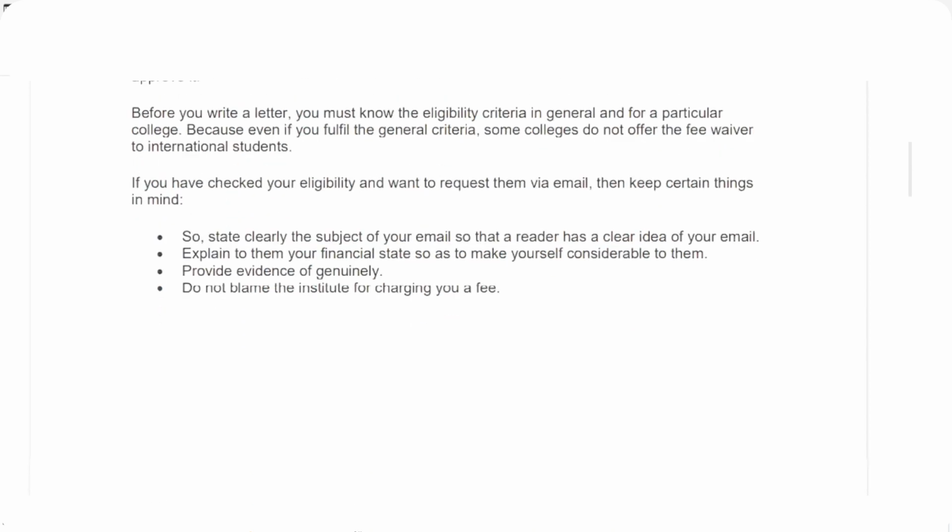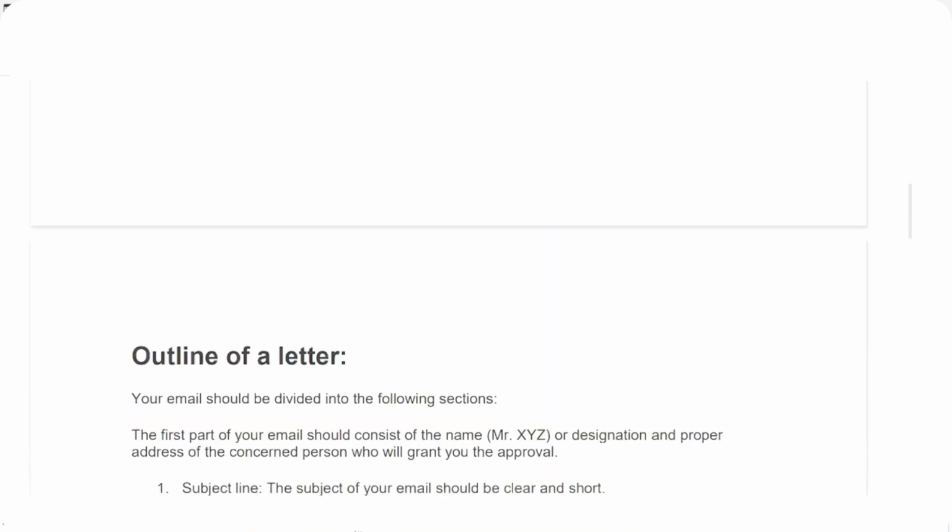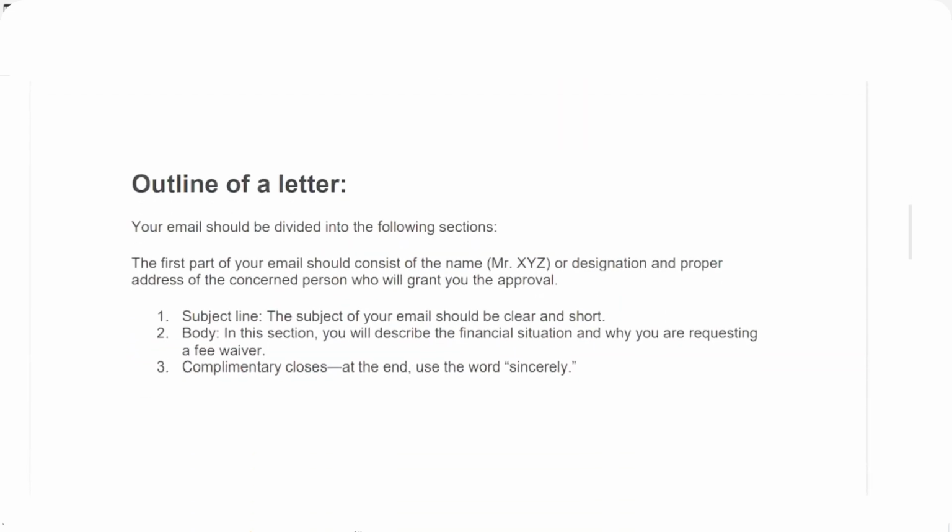Okay, so now let's look at how the letter should look. Basically, there are just three parts when writing this letter. Firstly, the subject line, as I mentioned. The subject line is very important. It must be very clear and short. Very clear and short.